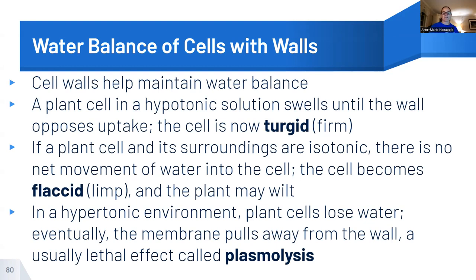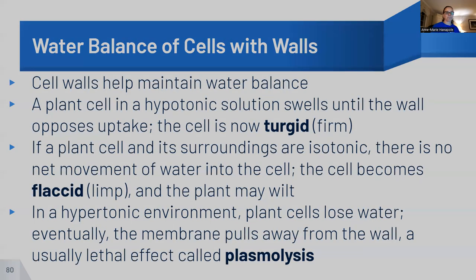Flaccid is when it is in an isotonic solution, so it's starting to wilt. And then in a hypertonic solution, it's losing too much water, which pulls the cell membrane away from the wall, which can be lethal for the cell, and that's plasmolysis of the plant cell.